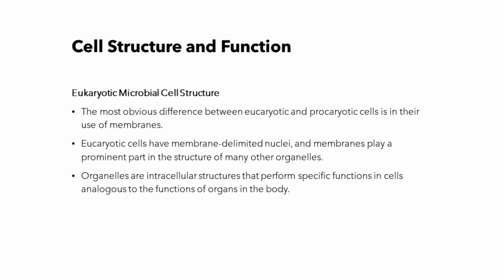Cell structure and function. Eukaryotic microbial cell structure. The most obvious difference between eukaryotic and prokaryotic cells is in their use of membranes. Eukaryotic cells have membrane-delimited nuclei, and membranes play a prominent part in the structure of many other organelles. Organelles are intracellular structures that perform specific functions in cells, analogous to the functions of organs in the body.